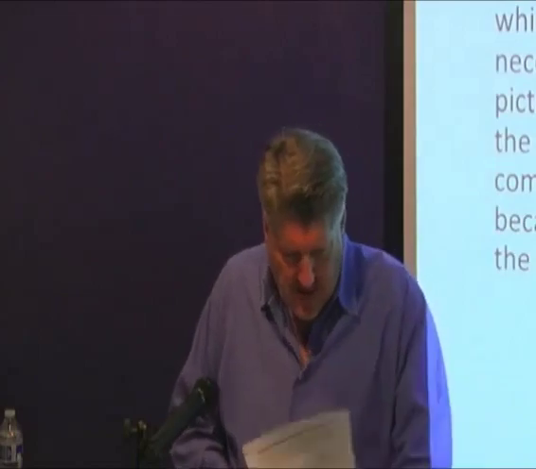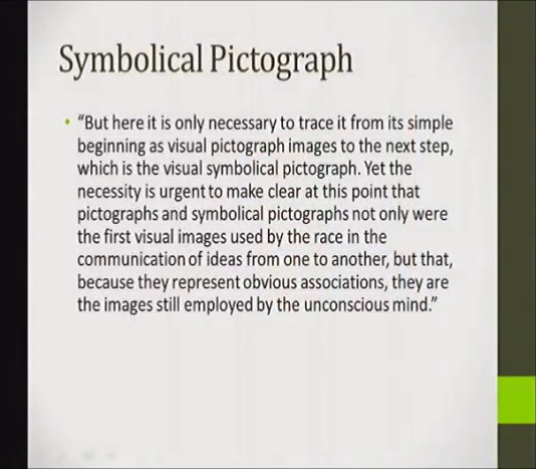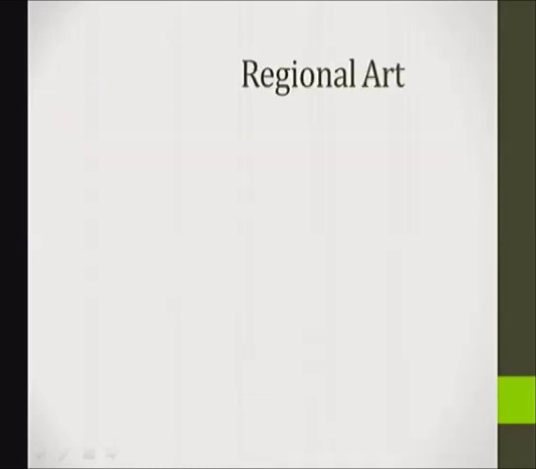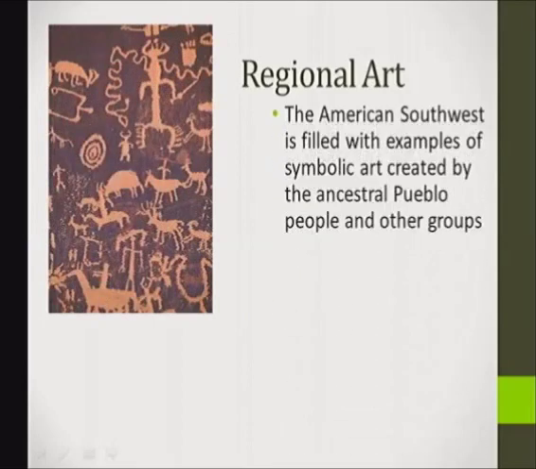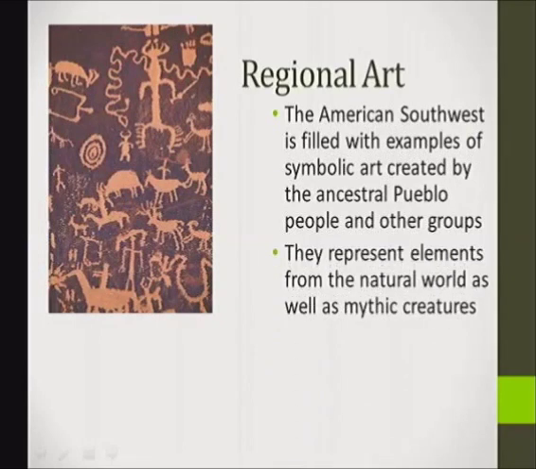All right, Zane says, but here it is only necessary to trace it from its simple beginning as visual pictograph images to the next step, which is the visual symbolical pictograph. Yet the necessity is urgent to make clear at this point that pictographs and symbolical pictographs not only were the first visual images used by the race in the communication of ideas from one to another, but that because they represent obvious associations, they are the images still employed by the unconscious mind. Esoteric psychology. So the American Southwest is filled with examples of picture writing from the ancestral Pueblo people and other groups that entered this area. Elements are from the natural world as well as mythic creatures.